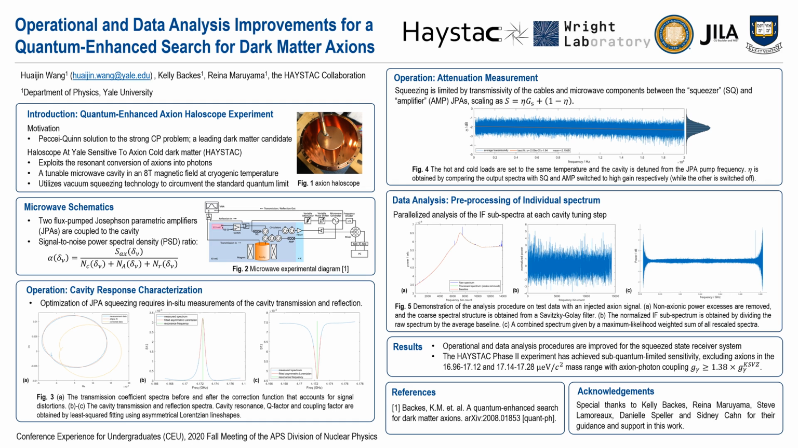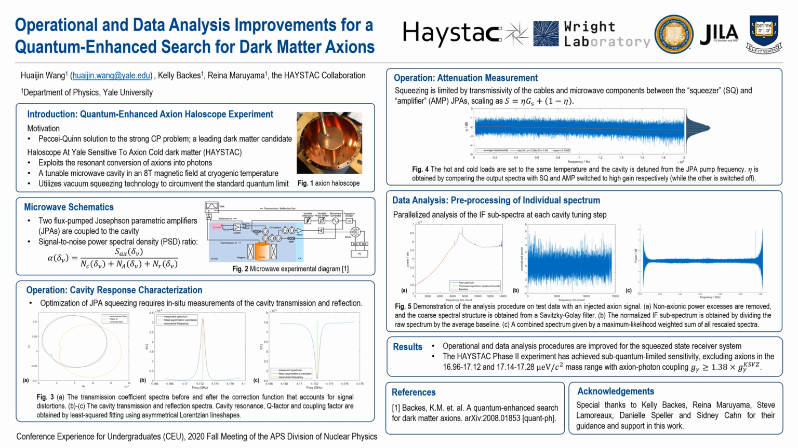Haystack makes use of a tunable high Q factor microwave cavity, which is embedded in a strong static magnetic field at cryogenic temperature. The cavity is then coupled to a low noise readout system. The axion signal is resonantly enhanced when the frequency corresponding to the axion mass falls within the bandwidth of the predominant cavity mode. Since the axion signal power is theoretically predicted to be very low, experimental searches for axions have always been limited by quantum uncertainty.